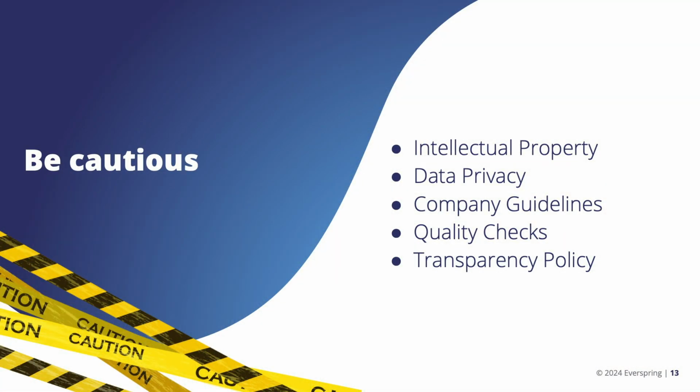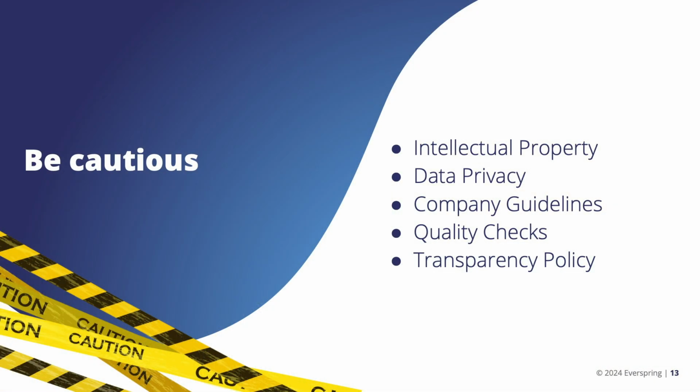Next, always check your company or institutional guidelines before using generative AI. Another key point is to check the quality of AI-generated outputs. Generative AI models can sometimes hallucinate, which means they produce erroneous content. To minimize risks, it's essential to implement thorough, independent quality checks to verify the accuracy of the generated content. Remember, you are the expert in the room. Finally, transparency is vital. Always clearly communicate when content is AI generated to maintain trust with your audience.